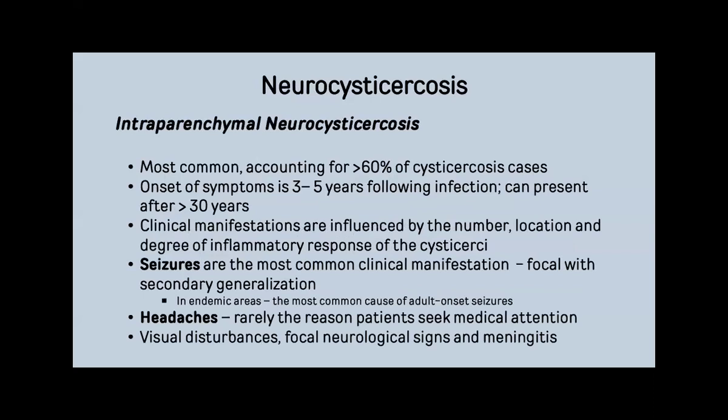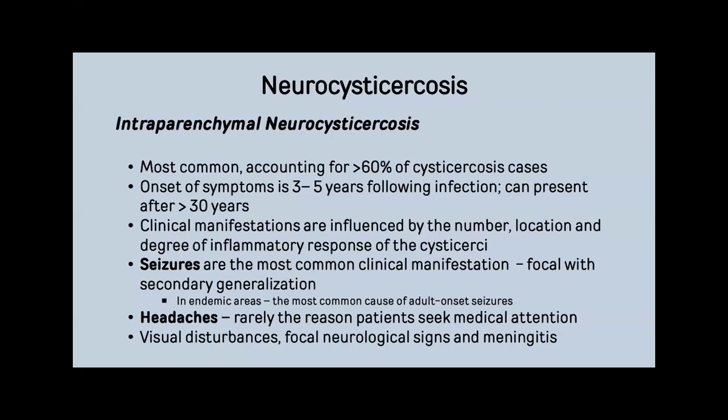Intraparenchymal neurocysticercosis is the most common, accounting for more than 60% of cysticercosis cases. Onset of symptoms is 3 to 5 years after infection and can present up to more than 30 years later. Clinical manifestations are influenced by the number, location, and degree of inflammatory response caused by the cysticerci. Seizures are the most common clinical manifestation. They can initially be focal with secondary generalization. In endemic areas, the most common cause of adult onset seizures is neurocysticercosis.